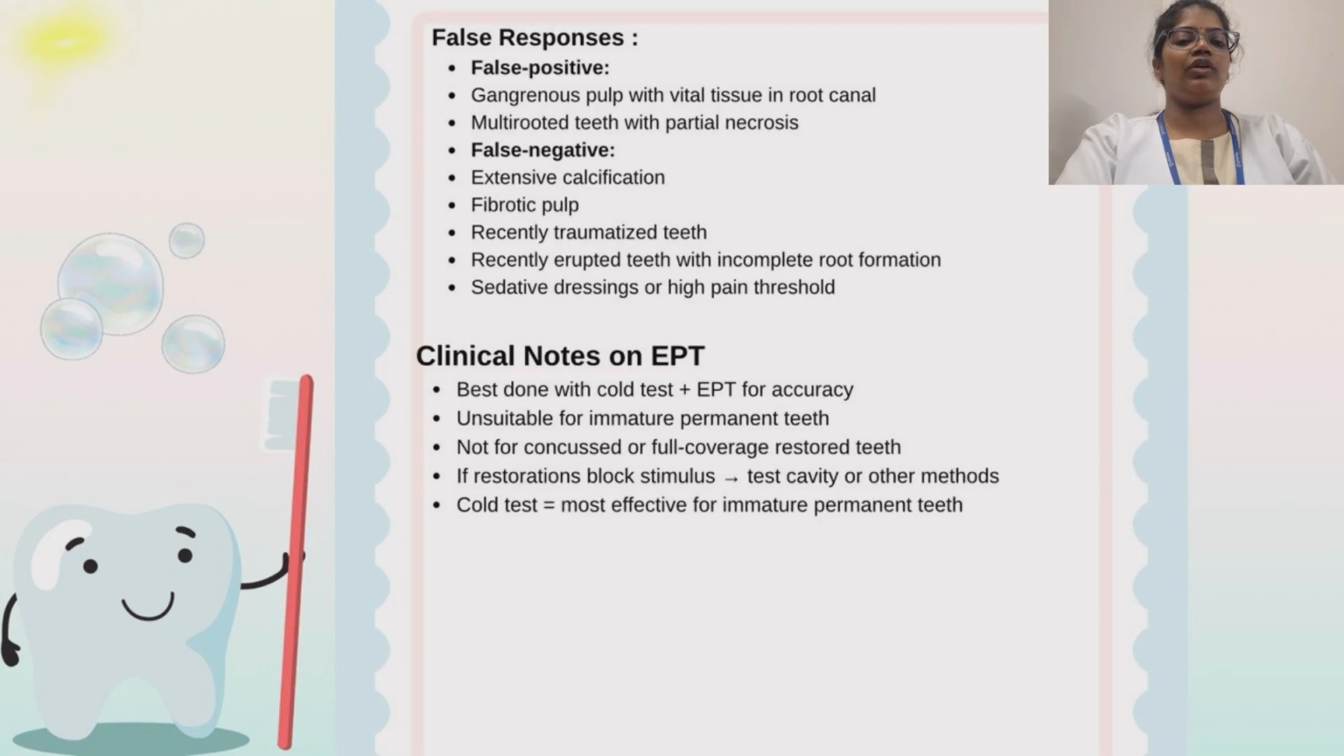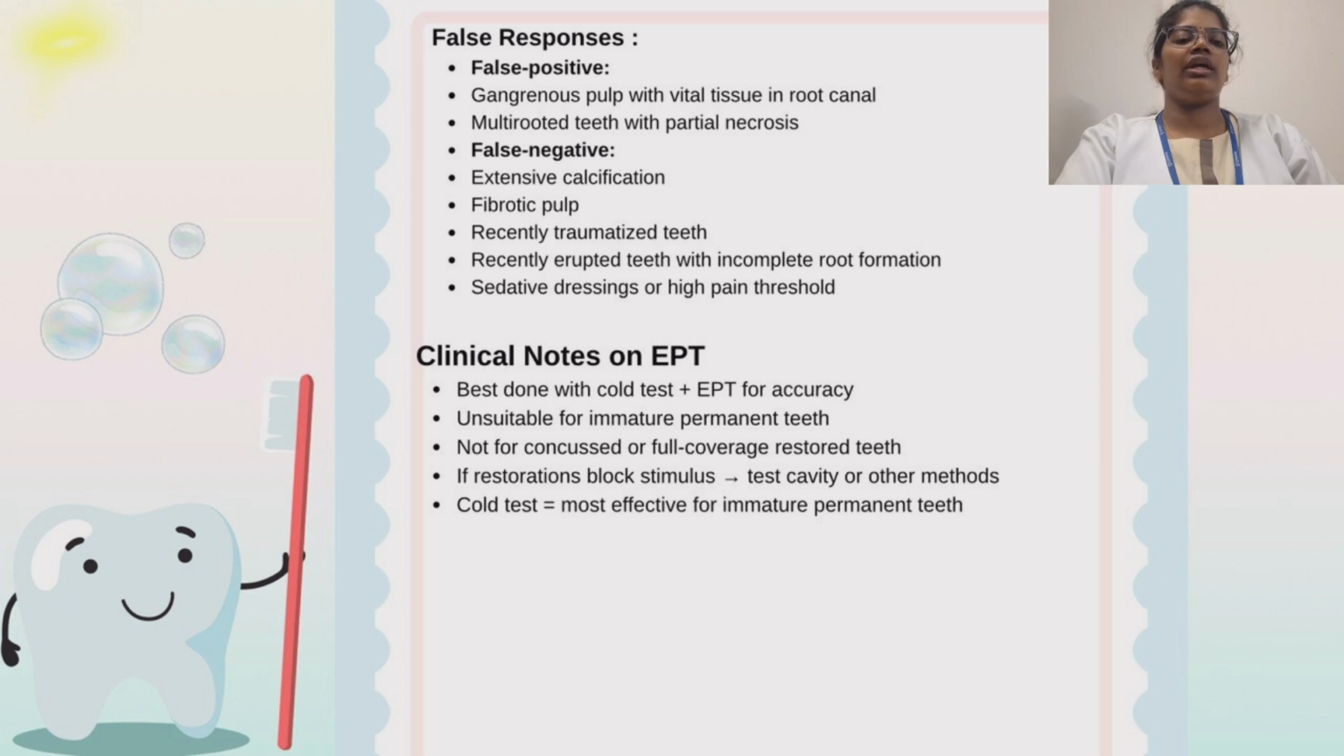False responses, false positive and false negative. False positive, gangrenous pulp with vital tissue in the root canal, multi-rooted teeth with partial necrosis. False negative, extensive calcification, fibrotic pulp, recently traumatized teeth, sedative dressings or high pain threshold.